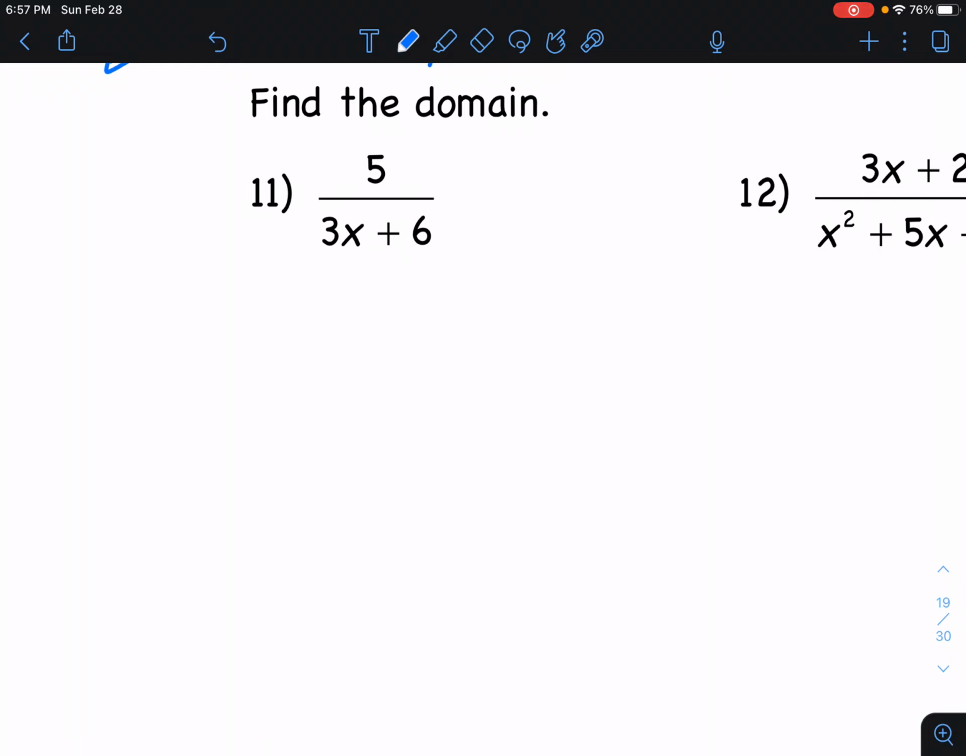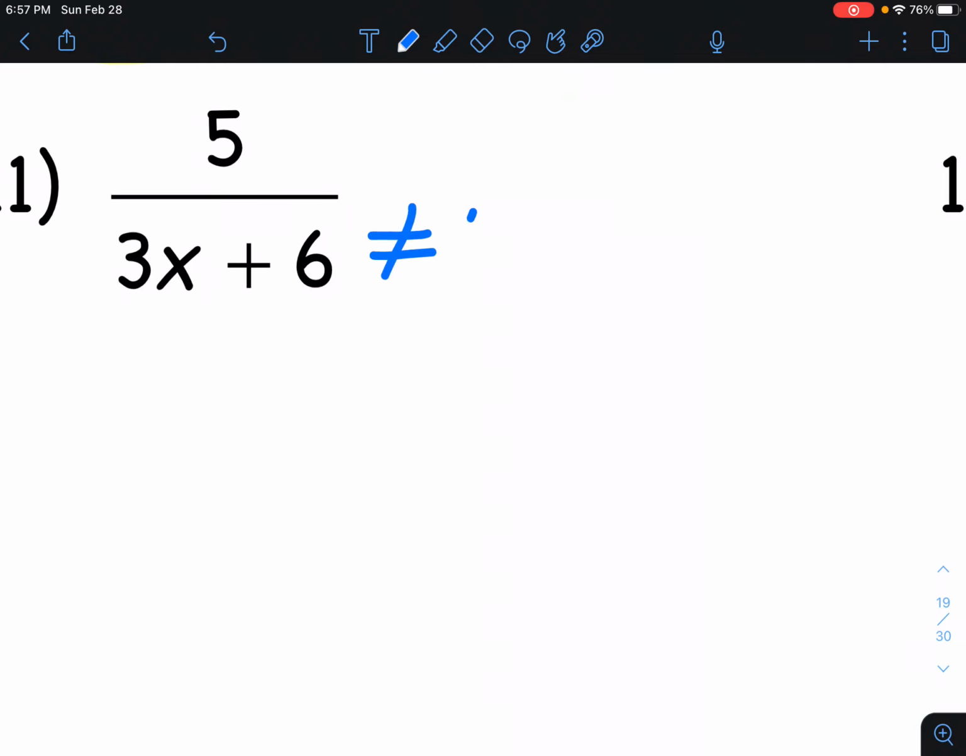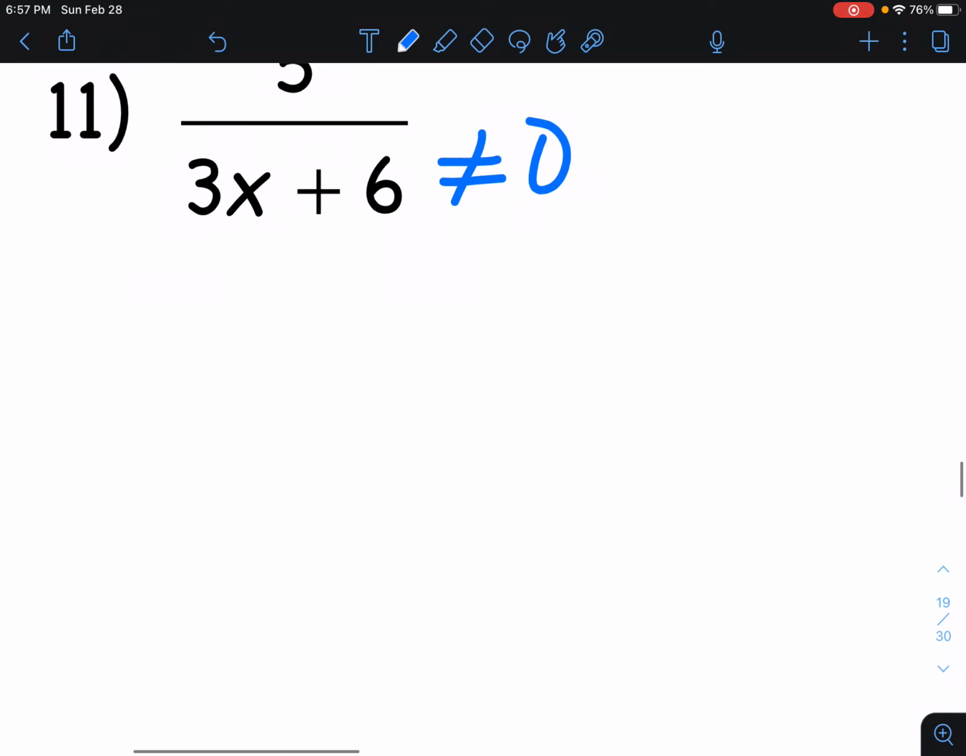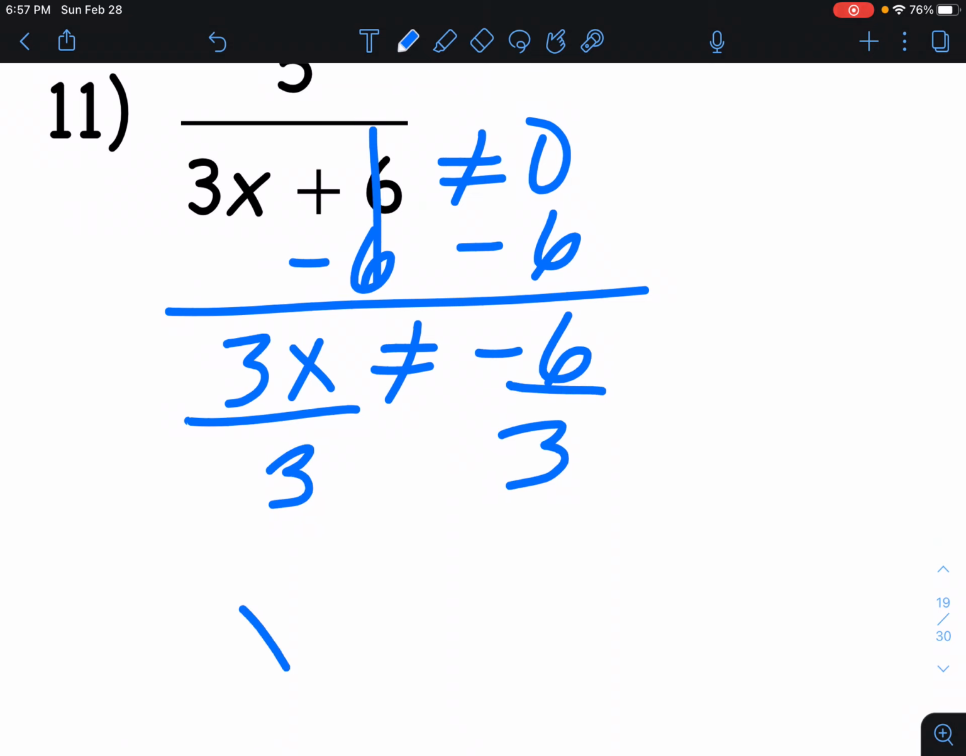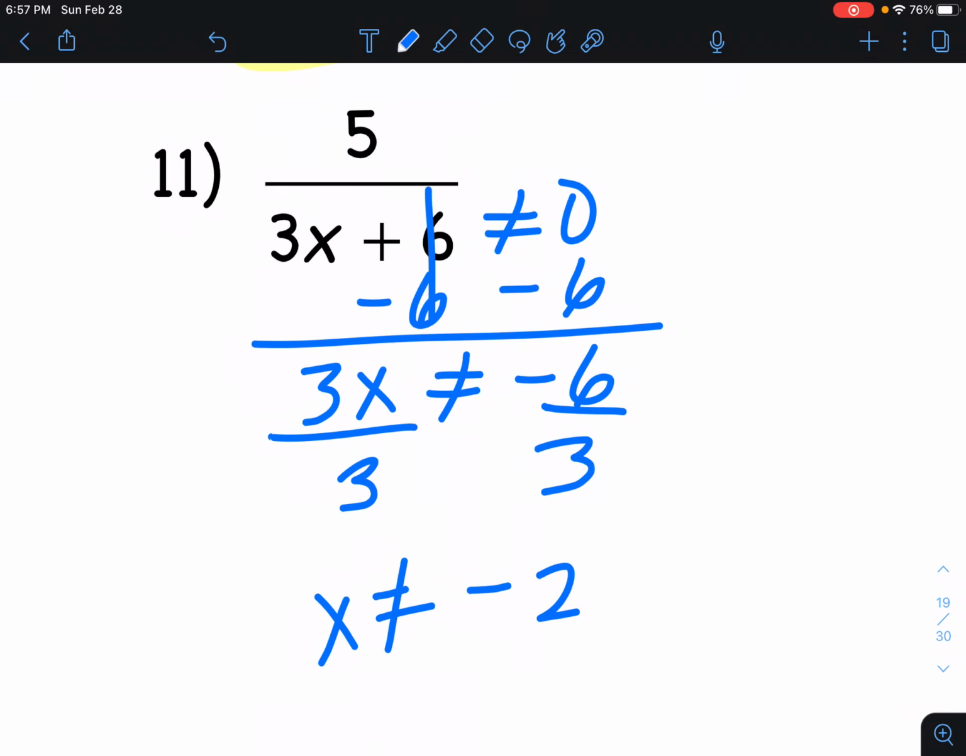Find the domain. Be careful with reading directions. When it says find the domain, we're not simplifying the whole thing. We're just worried about the denominator and what x cannot be. Remember, we cannot have a denominator of 0 with a fraction. So remember, the rule is, we set it, we'll call it not equal to 0. And then we would solve this. Subtract 6. Divide by 3. So we would say x cannot be equal to negative 2. It can be any number in the world, but it's not allowed to be negative 2 because it would make a 0 in the denominator.